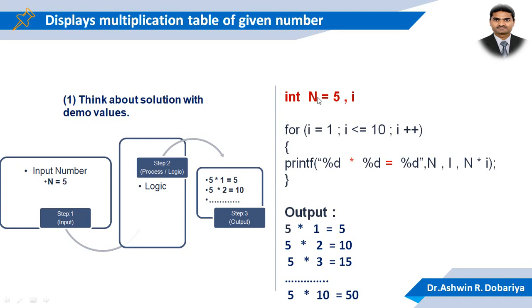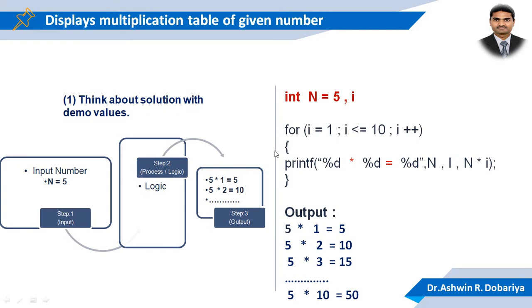So one variable for the input number, and here we are using a loop, so definitely we have to declare another counter variable which will count the total number of iterations. So i is the counter variable. i is equal to 1 and i less than or equal to 10, it means this loop will execute up to 10 times, and i plus plus.